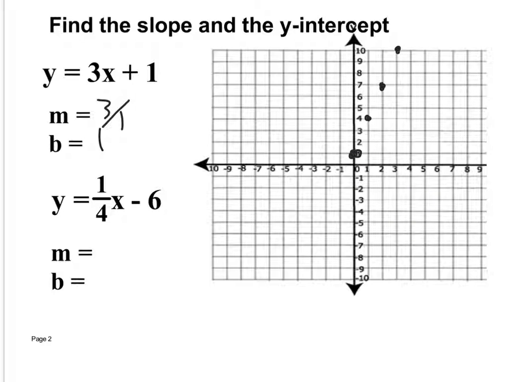So what I do is I go backwards. I start back at 1 and I go down 3. And instead of going to the right one, I go to the left one. So I go down 3 over 1. And then I do it again. I go down 3 over 1. All right. I think I have enough that I could draw a line, so I draw my line.